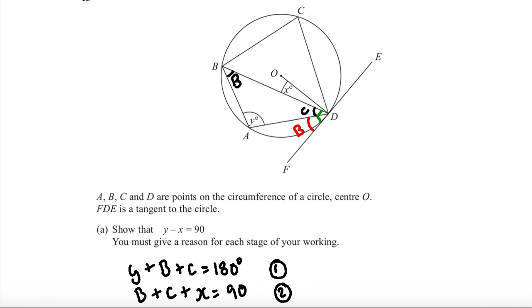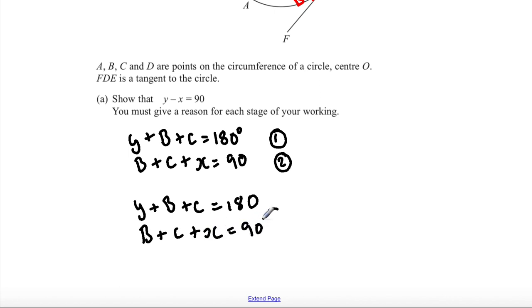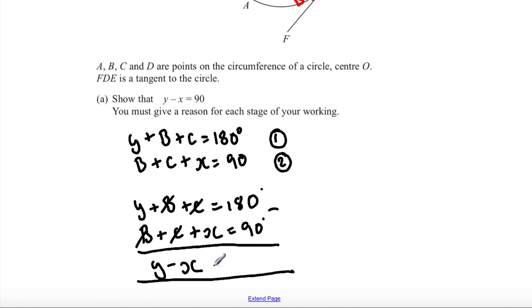So all we've done so far is use two separate circle theorems and form two separate equations. Now what we need to do is subtract equation number two from equation number one. So we have y plus B plus C equals 180, minus B plus C plus x equals 90 degrees. B minus B cancels out, C minus C cancels out. So what we're left with is y minus x equals 180 minus 90, which is 90 degrees.